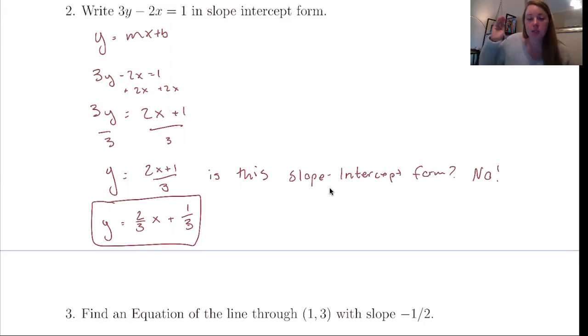Something times x plus something, okay? Not something times x plus something divided by another something, okay? So we really need to make sure you're careful with that form. Definitions are very important in mathematics.